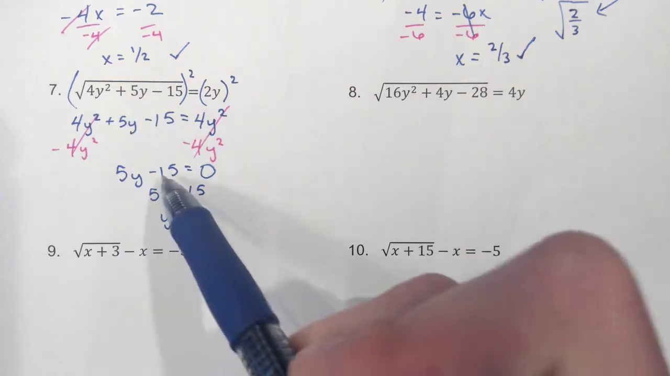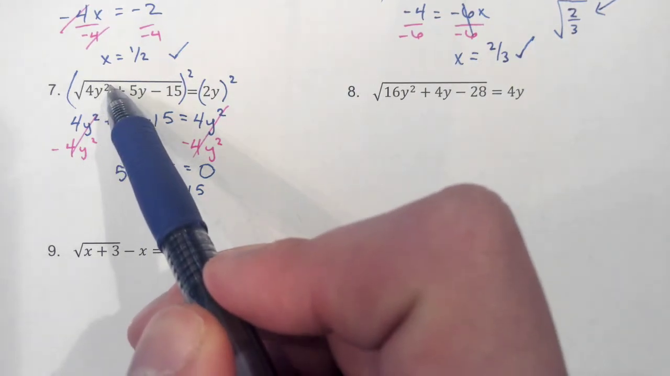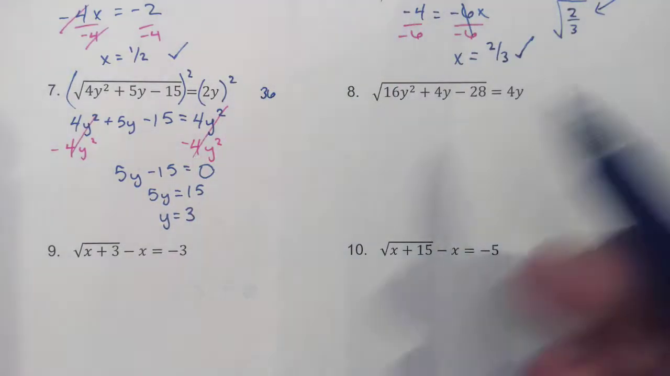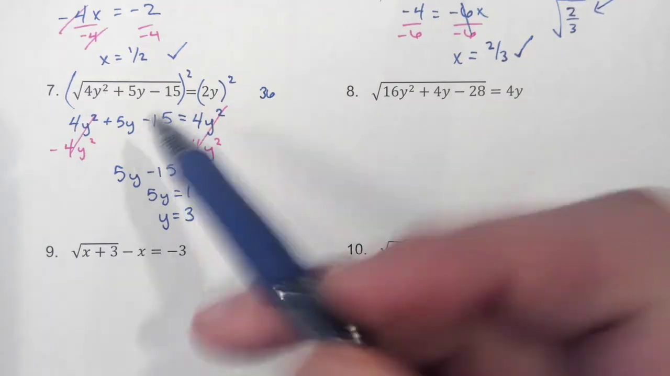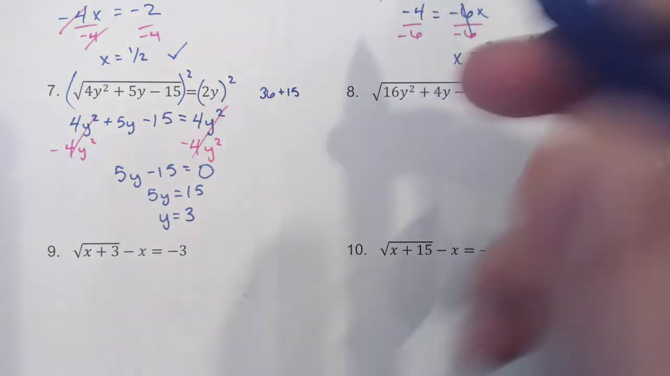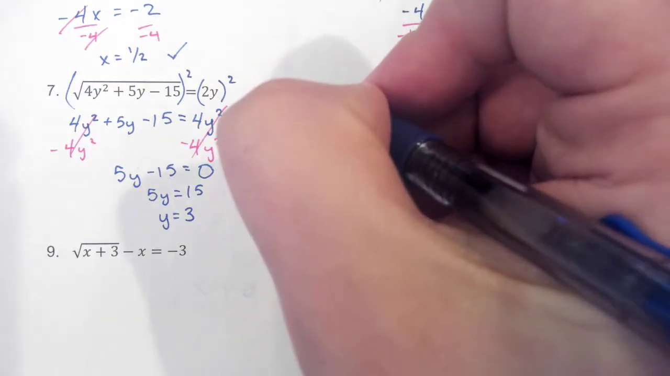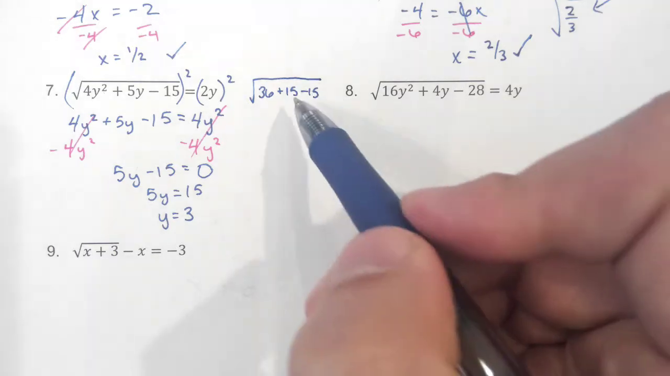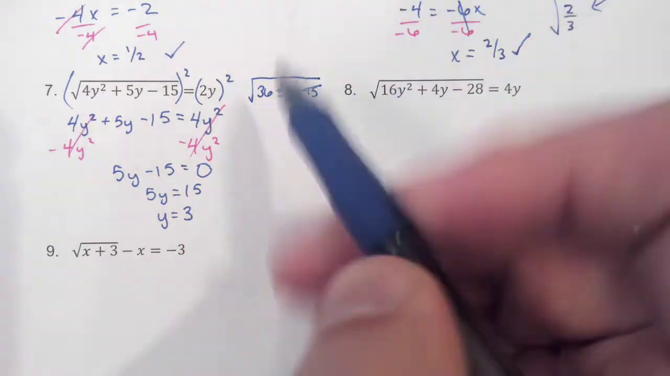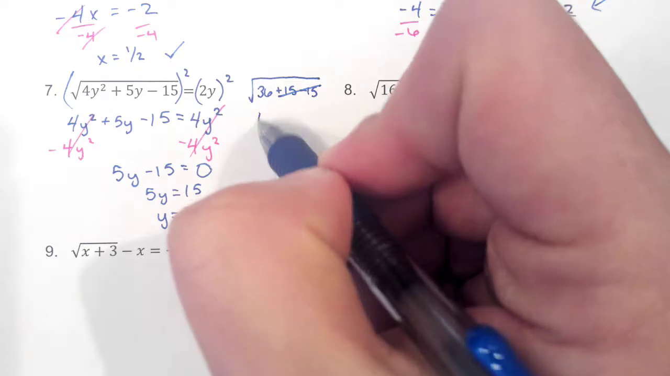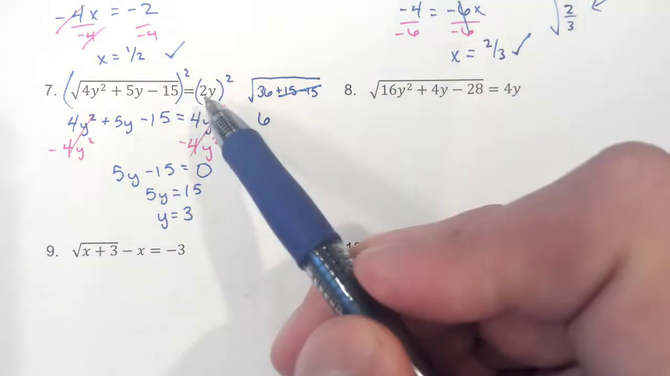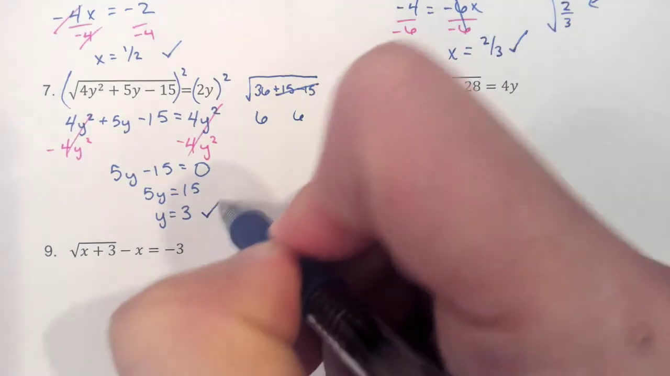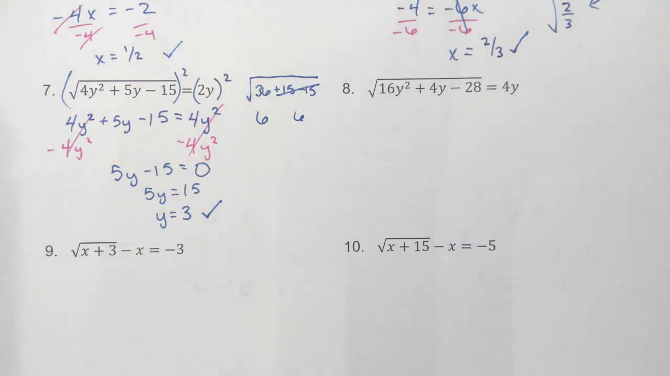So 3 is what y is. So y squared is 9. 4 times 9 is 36. So I'm going to write that down. 5 times 3 is 15. So plus 15. And then I've got minus 15. And it's the square root of all of that, right? For the left side. So 15 minus 15, those are going to cancel. And the square root of 36, that side comes out to be 6. The right side is 2 times 3, also 6. So they both came out to be 6. It checked out. It works.